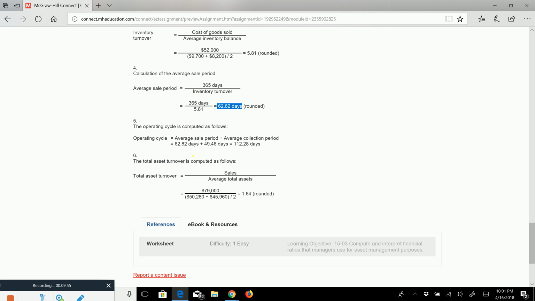Okay, the operating cycle is going to be the sum of the average sale period plus the average collection period. And you add the two, 49 plus 62, 112.28 days. That is from the initial purchase of the inventory through selling it to your customer through finally collecting from your customer. That whole time period is called the operating cycle.